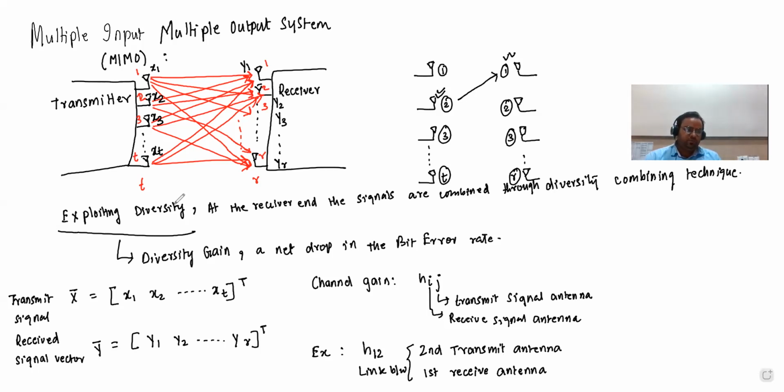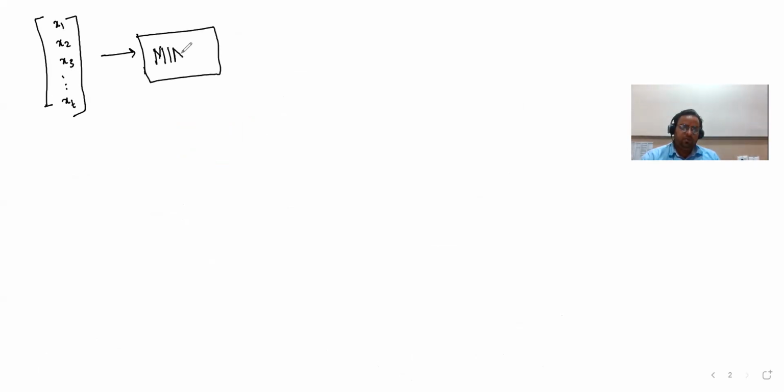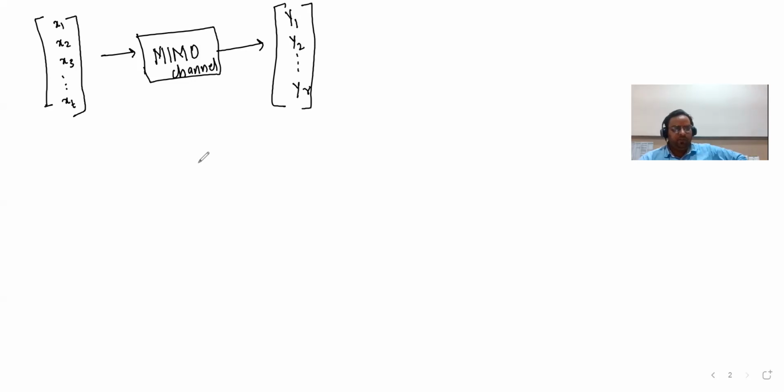Okay, so essentially now what we get here is that we have our transmit signal vector x1, x2, x3, and so on up to xt. And this is transmitted to a MIMO channel. And we receive y1, y2 up to yr. Okay, this is what we are getting. Now we have various combinations. We have P transmit antennas here, R receive antennas here.